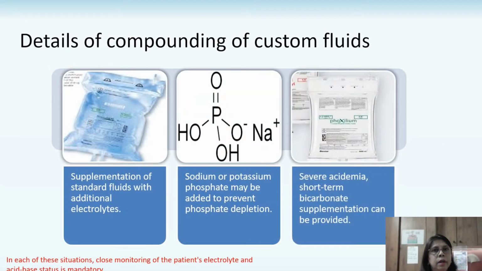In addition, various types of fluids can be compounded and customized. For example, we may add electrolytes to supplement the fluids, or we may add sodium or potassium phosphate in order to prevent phosphate depletion, or we may even add bicarbonate so that severe acidosis can be taken care of.